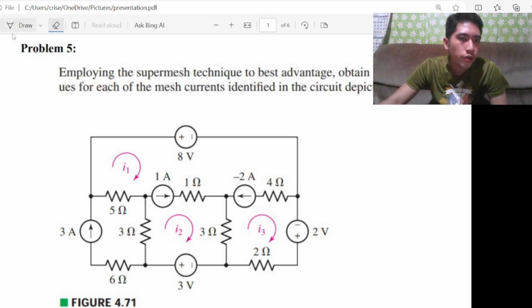So what's up guys, today we're going to solve this problem number 5. Employing the supermesh technique to best advantage, we must obtain the numerical values for each of the mesh currents identified in the circuit depicted in figure 4.71. So what this means is we must find I1, I2, and I3 using the supermesh technique.